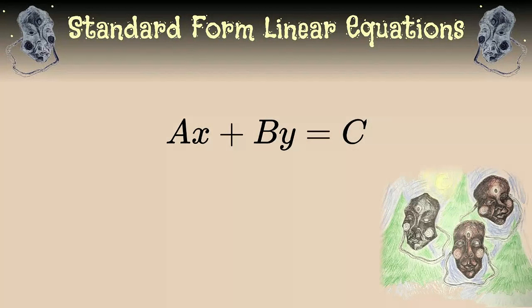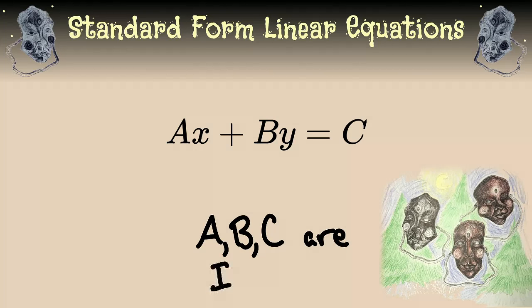In the standard form of linear equations, we have some number times x plus some number times y is equal to some number. Now, there's an important thing about those numbers, A, B, and C. They have to be integers. Does anyone know what integers are? Yeah, it's whole numbers.